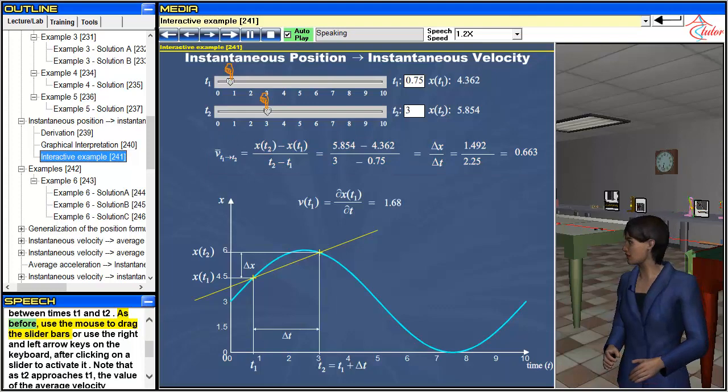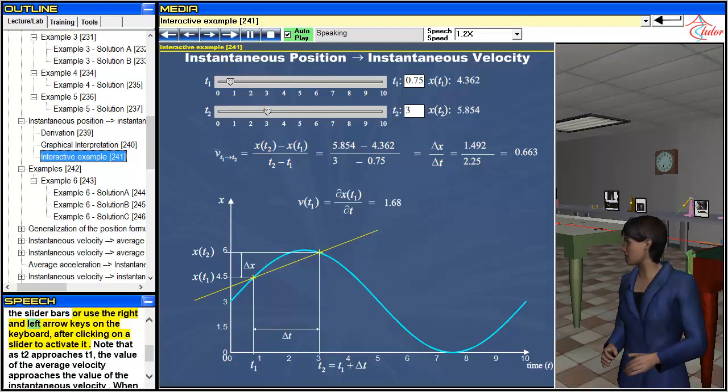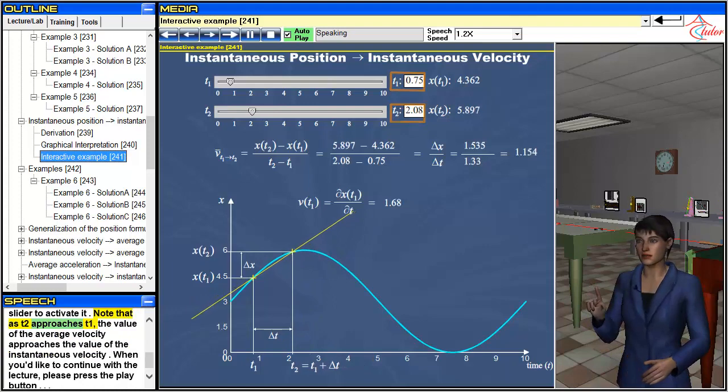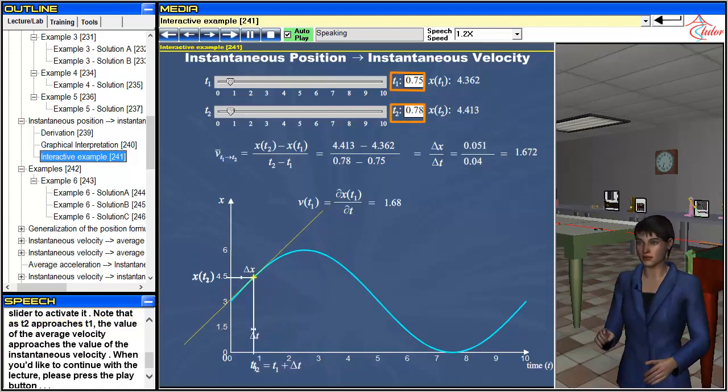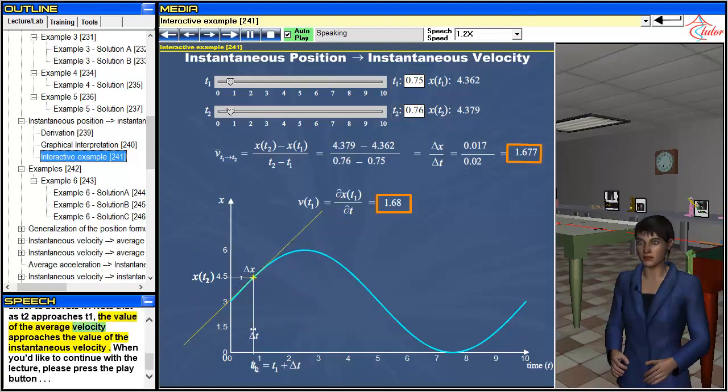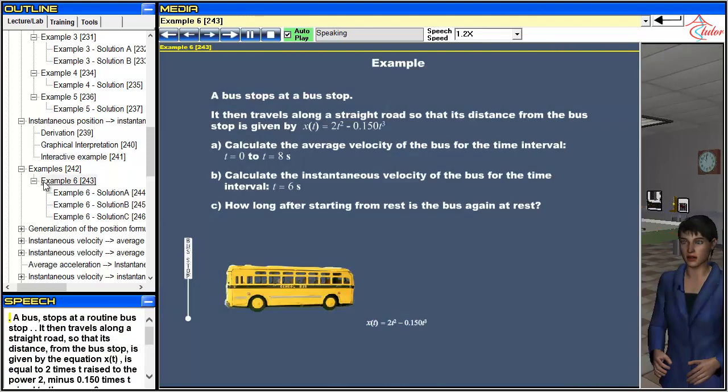As before, use the mouse to drag the slider bars, or use the right and left arrow keys on the keyboard, after clicking on a slider to activate it. Note that as t2 approaches t1, the value of the average velocity approaches the value of the instantaneous velocity. When you'd like to continue with the lecture, please press the play button.